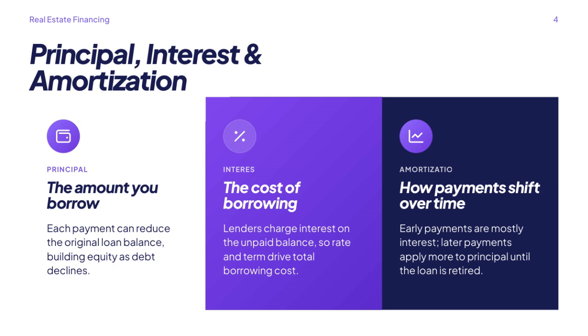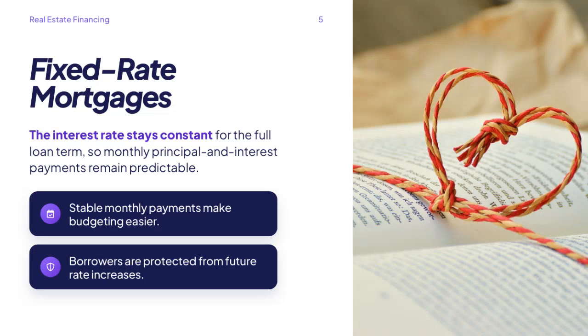Let's talk about fixed-rate mortgages, a popular type of real estate financing. With this option, the interest rate stays the same throughout the entire loan term. This means your monthly payments for principal and interest remain consistent over time. That stability makes it much easier to plan and stick to a budget, since you won't have surprises with payment increases. Plus, fixed-rate mortgages protect you from any future hikes in interest rates, giving you financial peace of mind throughout the life of your loan.